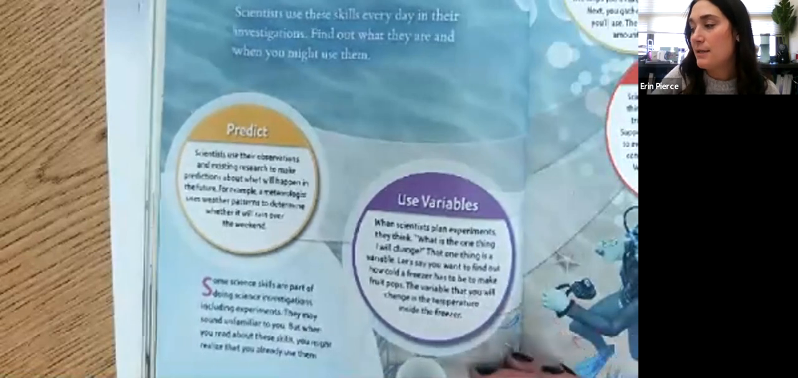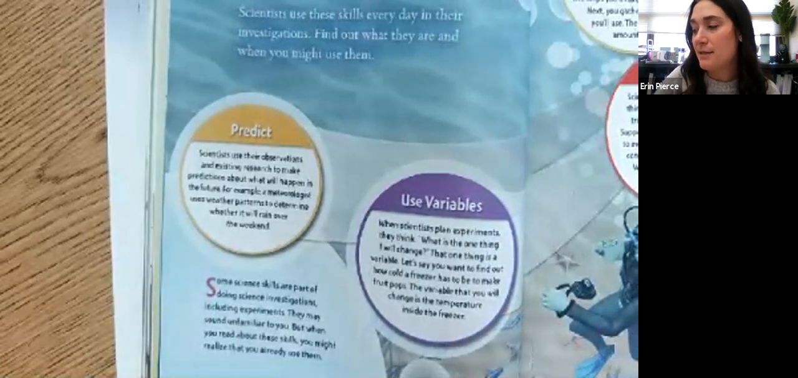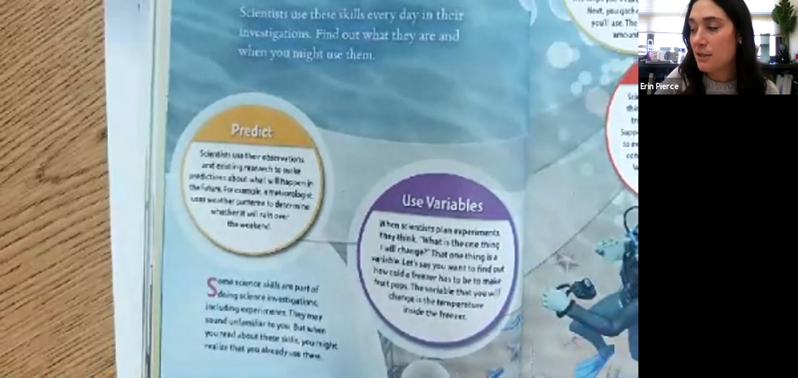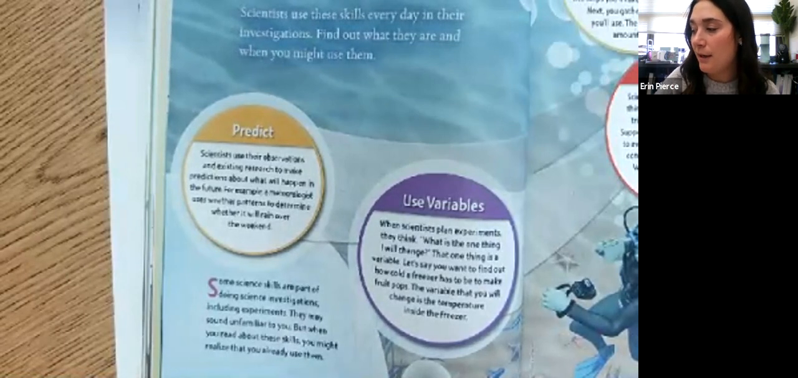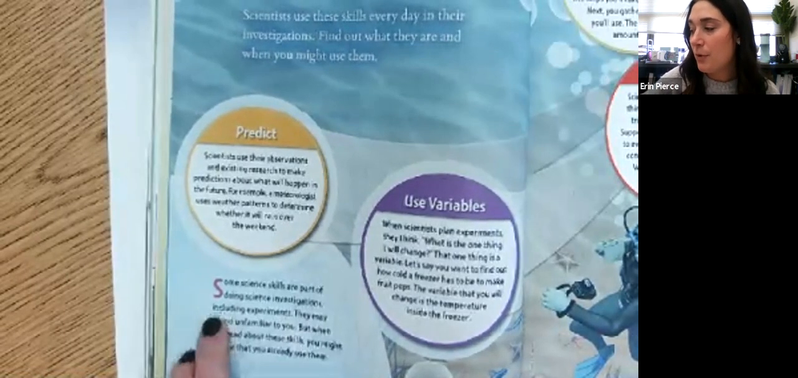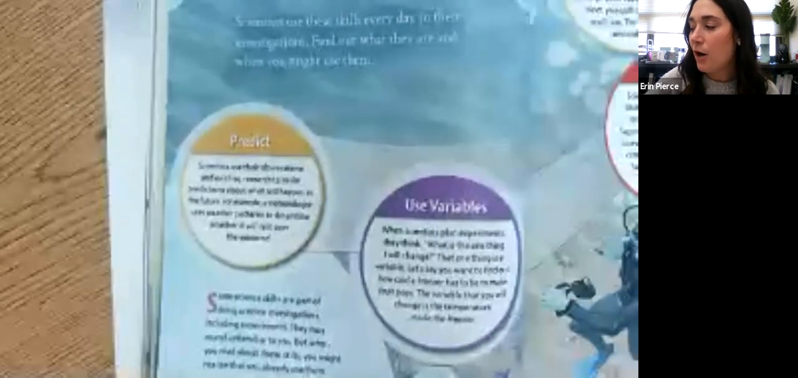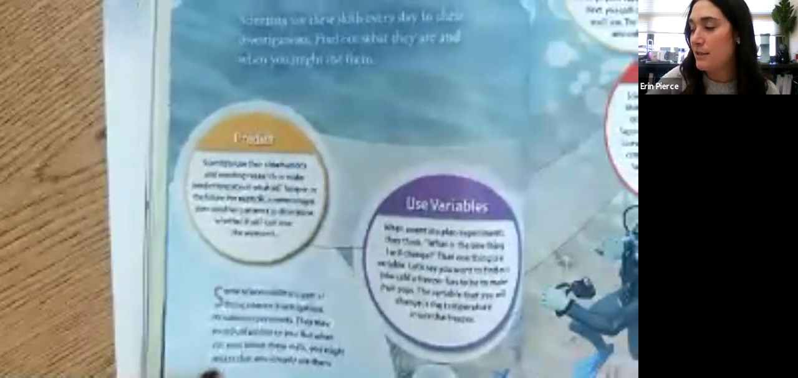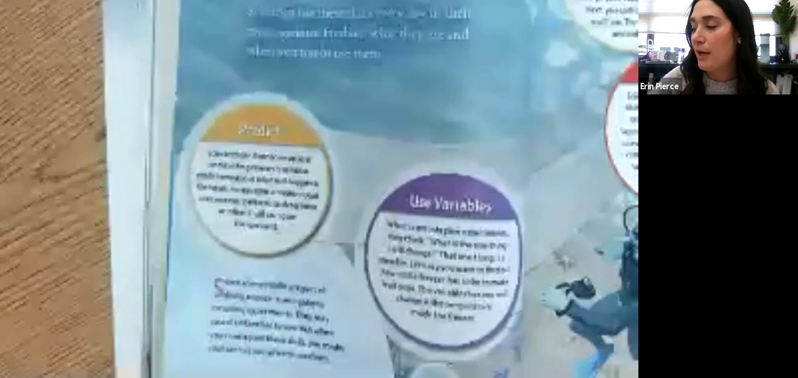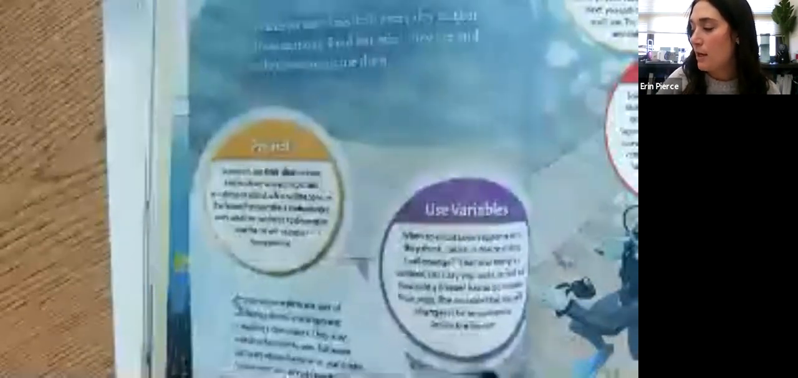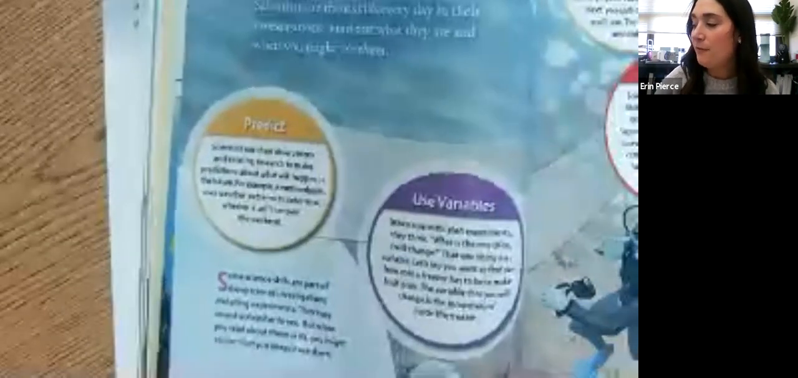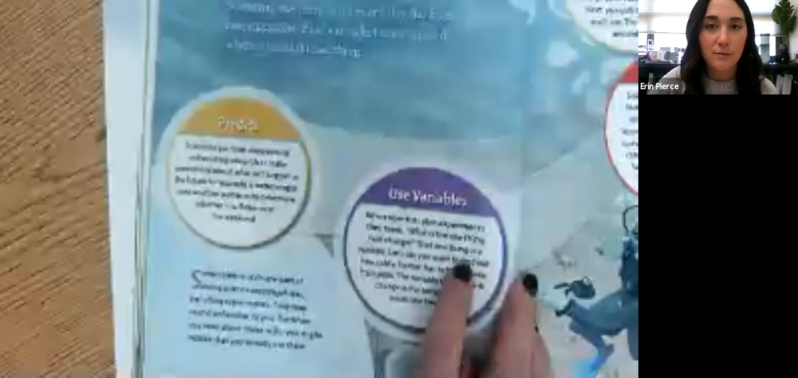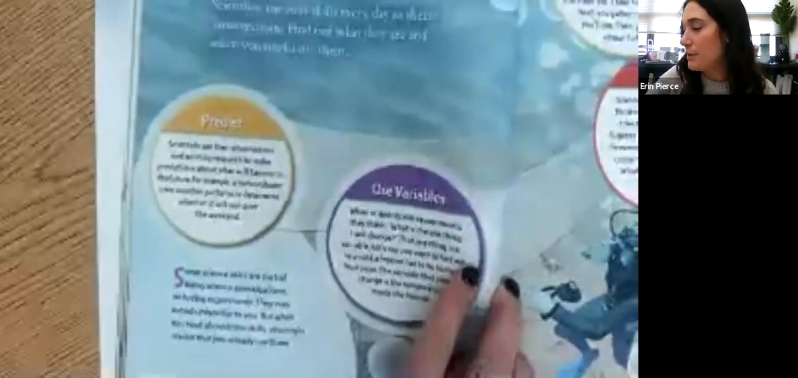Predict. Scientists use their observations and existing research to make predictions about what will happen in the future. For example, a meteorologist uses weather patterns to determine whether it will rain over the weekend. So we have the word. I'm going to flip back to the page once I go over all of the skills.